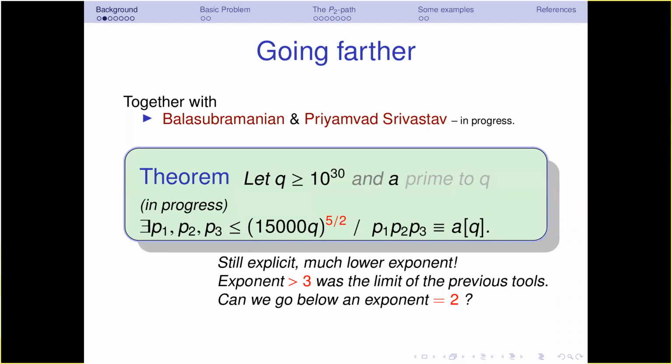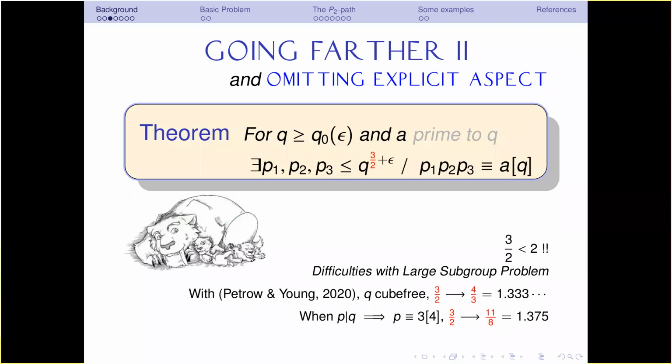And in fact, yes. You take the same proof we have, you forget the explicit aspect and you use the best exponent you can find. And in fact, this same proof gives you p1, p2, p3 less than q to the 3/2 plus epsilon. I mean, now it's not explicit anymore. And this time, if you take the product, p1 p2 p3 is less than q to the 9/2, which is less than 5.